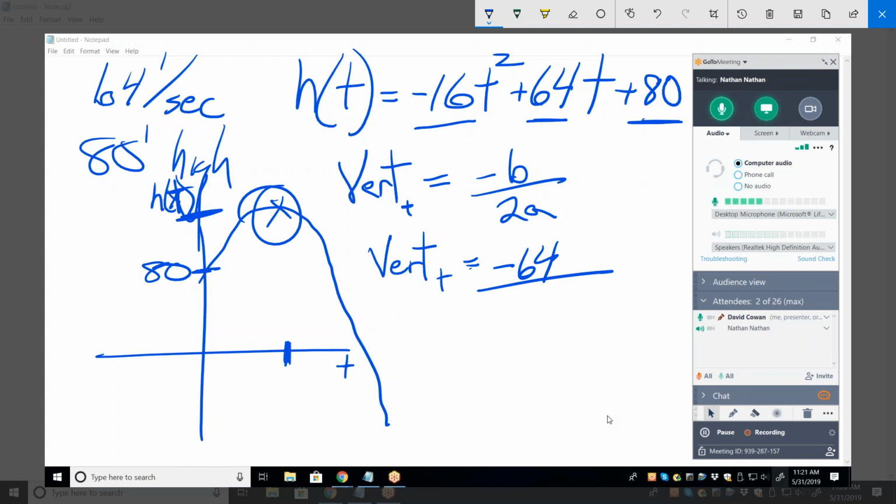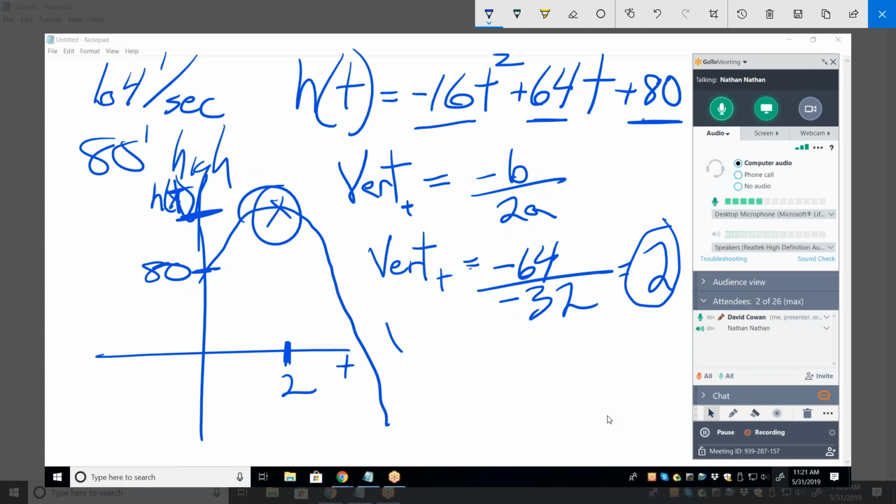2a, so isn't a going to be negative 16? So 2a is going to be negative 32. It still applies to be a negative. You see why? A is negative 16, so 2 times negative 16 is still negative 32. Now both negative signs cancel, and you end up with a positive 2. So that's when you're going to hit your maximum height. We had to figure that out first before we can actually figure out what that maximum height is.